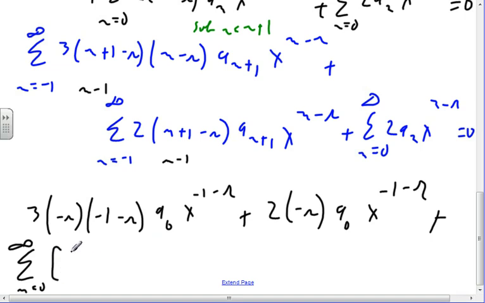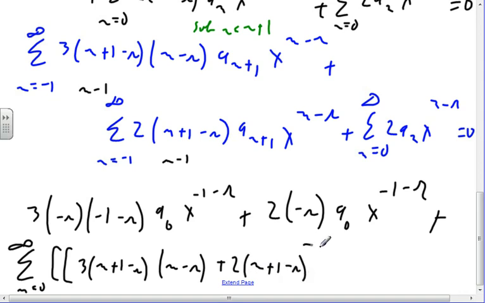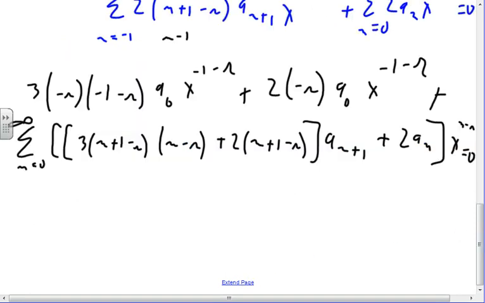Okay, double set of brackets. 3 times n plus 1 minus r times n minus r, plus 2 times n plus 1 minus r, an plus 1, plus 2an, x to the n minus r equals 0. Well, that was convenient.